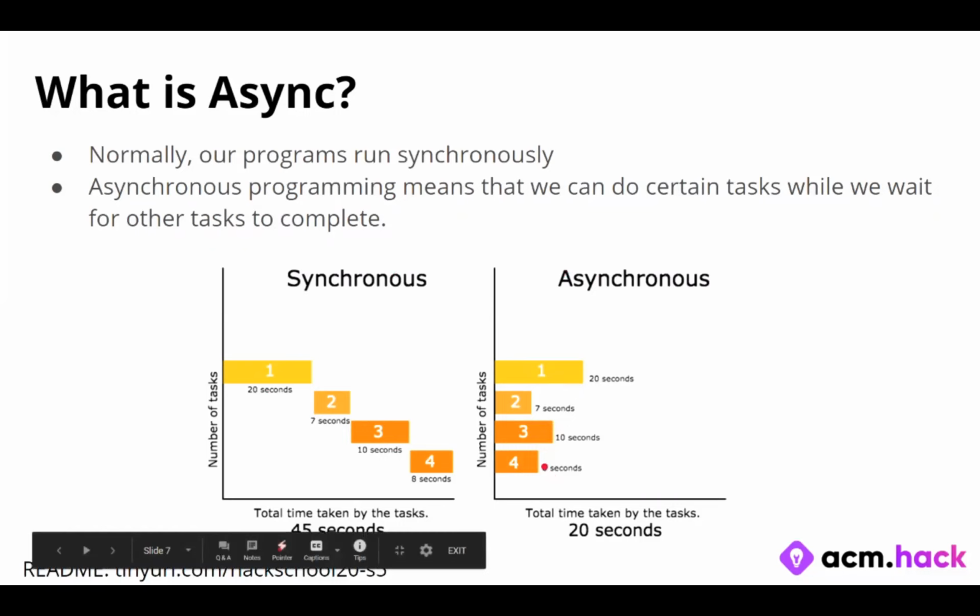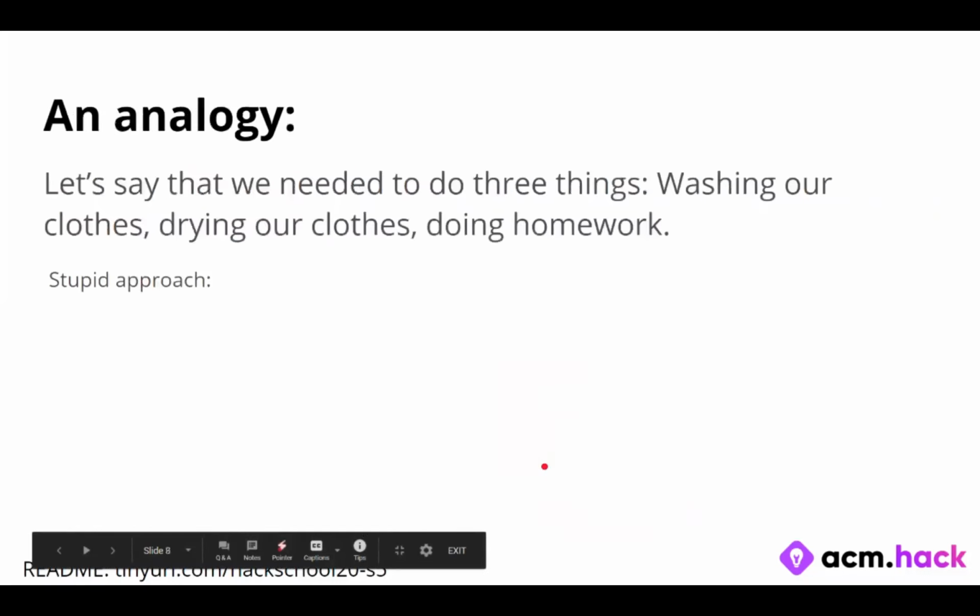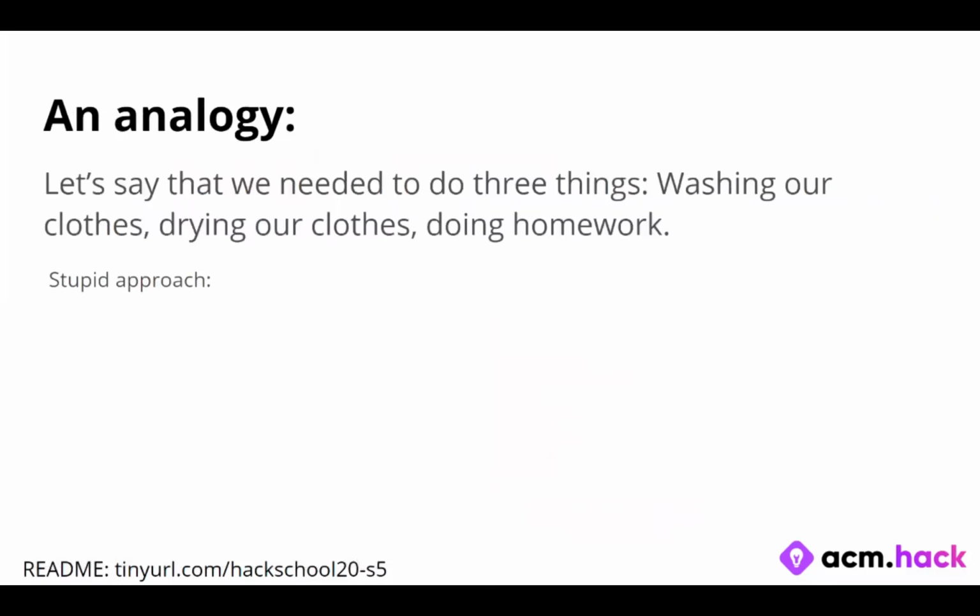Now this is pretty abstract, so let's use an analogy. Okay, let's say that it's 9 p.m. You need to do your washing, and you need to do a CS assignment that's due the next morning. And so this means that you need to do 3 things. You need to wash your clothes, you need to dry your clothes, and then you need to do your homework.